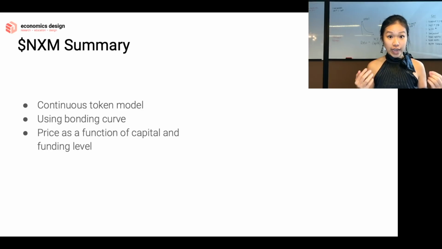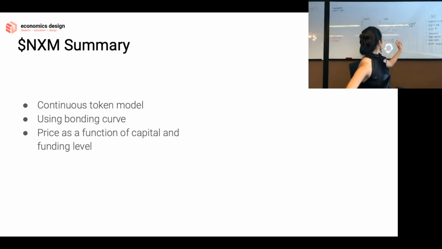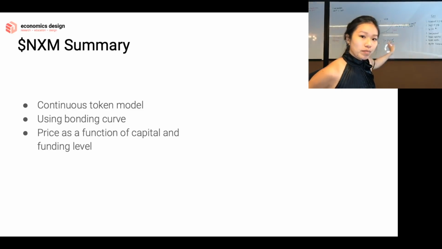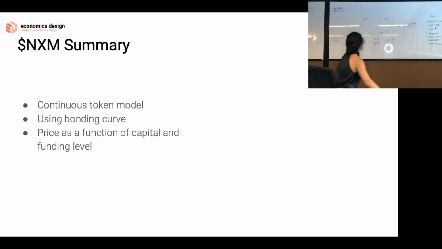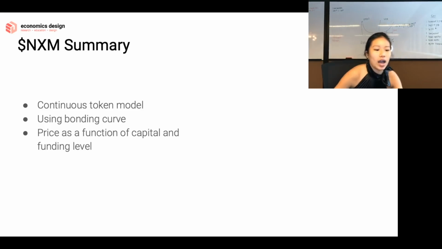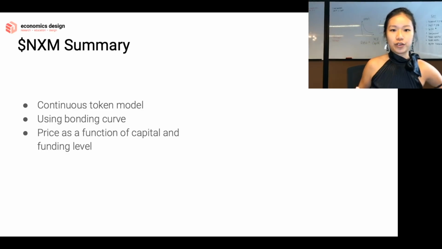A very high-level summary of the NXM token: its value is determined through a continuous token model, and as you can imagine, we're using a token bonding curve. I talk a lot about token bonding curves, and I feel like that's the only thing I talk about, but I can talk a lot more about them. The AMM bonding curve that we have been talking a lot about is the AMM type, which is here. However, NXM's bonding curve is quite different, which is this one.